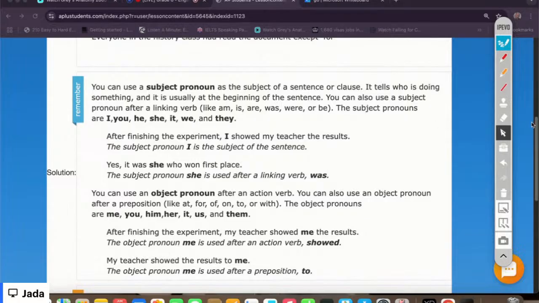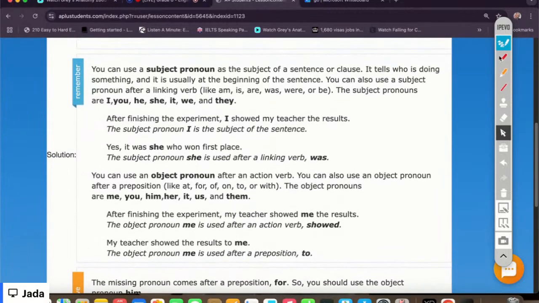Alright, so we'll start now. You can use a subject pronoun as the subject of a sentence or clause. It tells who is doing something and it is usually at the beginning of the sentence. You can also use a subject pronoun after a linking verb like am, is, are, was, were, or be. The subject pronouns are I, you, he, she, it, we, and they.